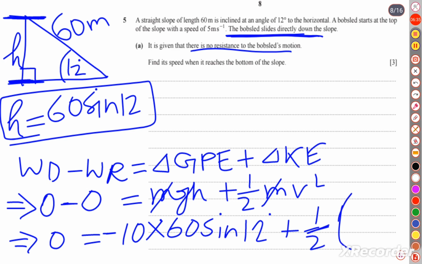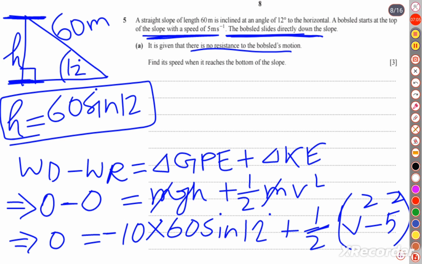Actually here also both the initial velocity as well as final velocity are to be considered. Final velocity should always be written first. Final velocity is v square, and initial velocity has already been given. Then it started sliding with the speed of 5 meter per second. So 5 square. What have we learned from this step? Always the final velocity should be written first, as well as final height should also be written first.